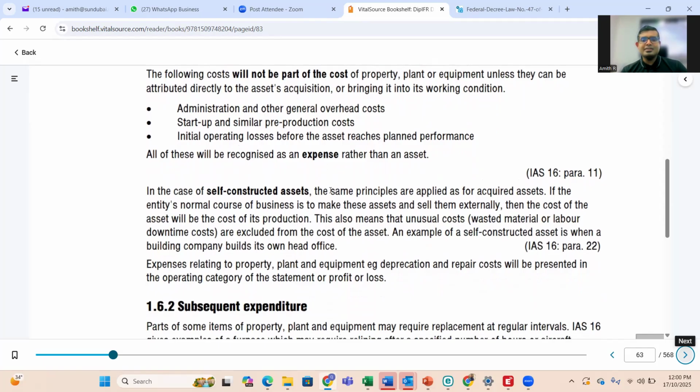In the case of self-constructed assets, the same principles are accounted for as acquired assets. If the entity's normal course of business is to make these assets and sell them externally, then the cost of the asset will be the cost of its production. This also means that unusual costs are excluded from the cost of the asset. Even if you're self-constructing an asset, only the directly attributable cost should be taken into consideration. Unusual costs like labor downtime and strikes are not included in the cost of the self-constructed asset; just expense them off. Okay. The key word here is what is directly attributable to the product.